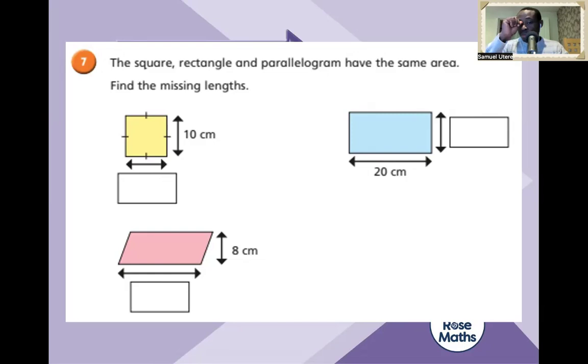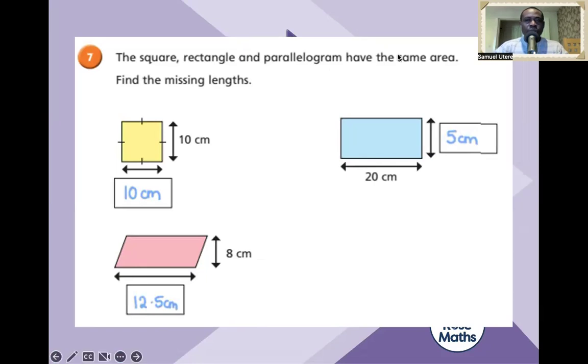All right, assuming you've paused the video and you've answered the questions, here are the answers. So here we're asked, the square, rectangle, and parallelogram have the same area. Find the missing lengths. So we know that for the square, all the sides have to be equal. And we know that if one side is 10, the other side has to be 10. So this square has to have an area.